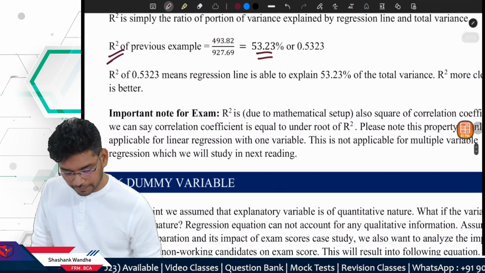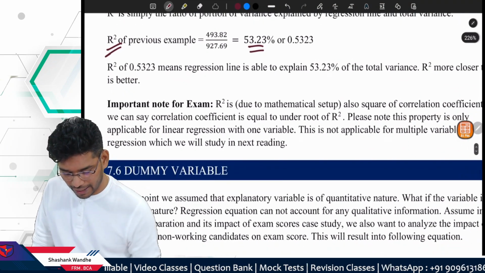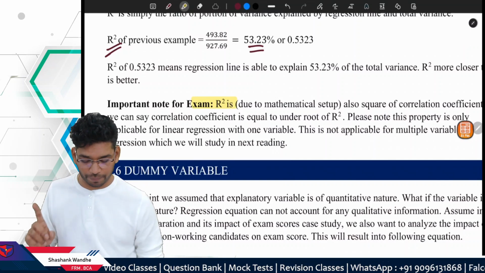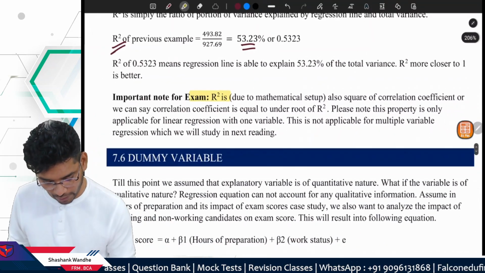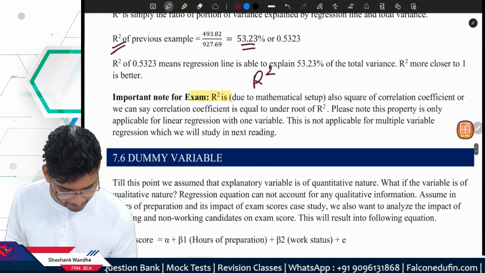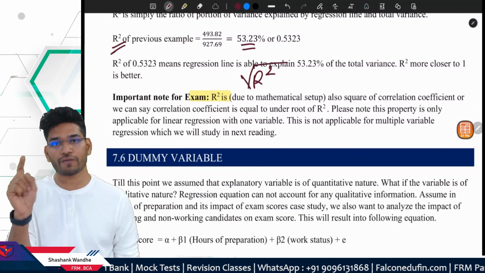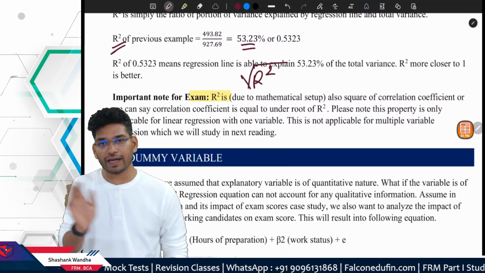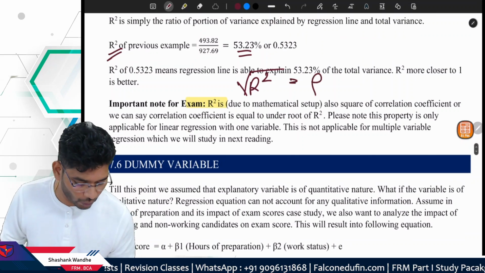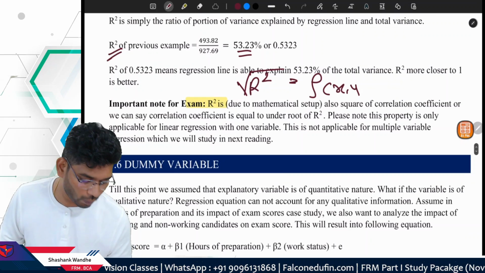So you have to remember this: R square is the coefficient of determination, the explanatory power of this particular model. Then, an important note for the R square in examination. If you are provided with the coefficient of determination from the linear regression and you take the square root of it, you will get the correlation of x and y.